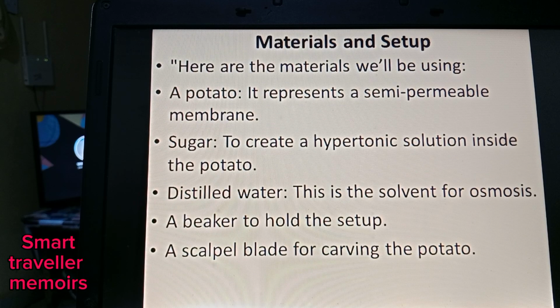Before we get started, here are the materials we will be using. We will be using a potato. It represents a semi-permeable membrane, sugar to create a hypertonic solution inside the potato, distilled water, which is the solvent for osmosis, a beaker to hold the setup, and a scalpel blade for carving the potato so that you have a cavity.